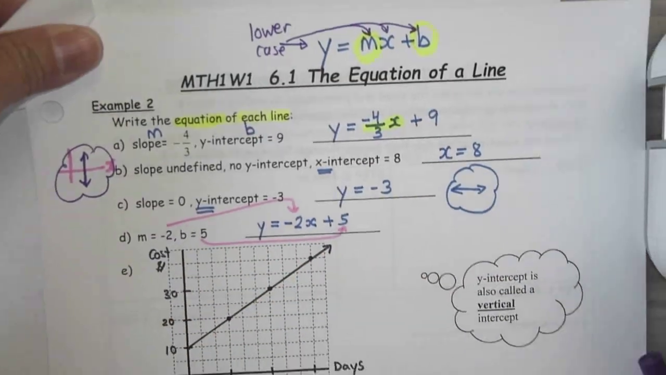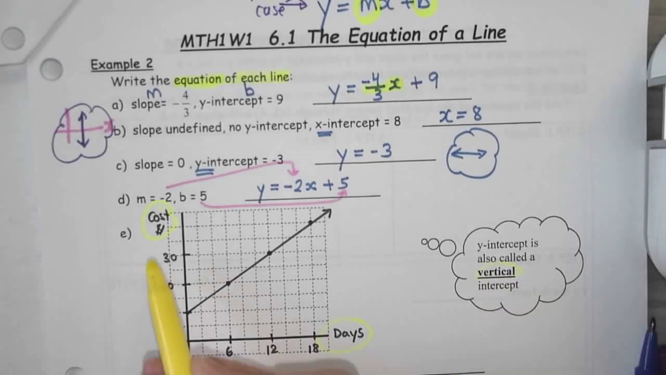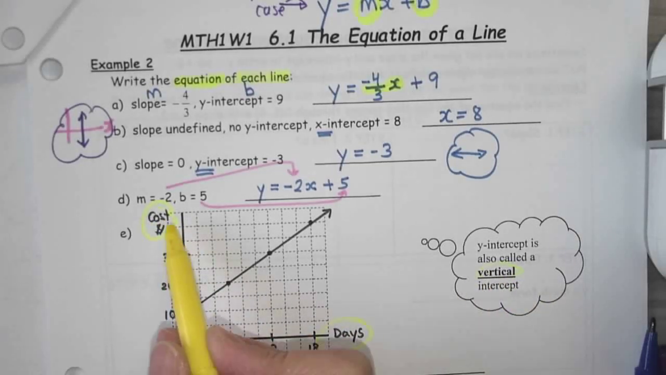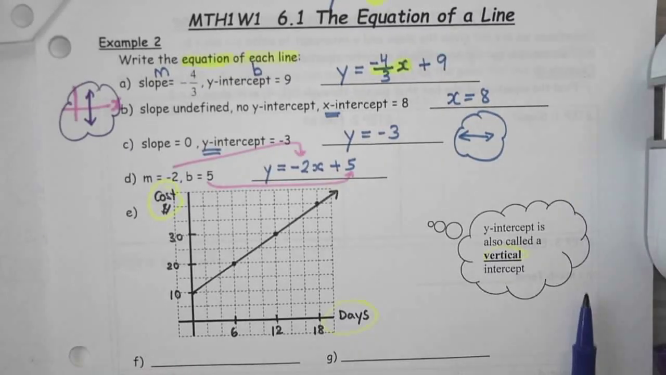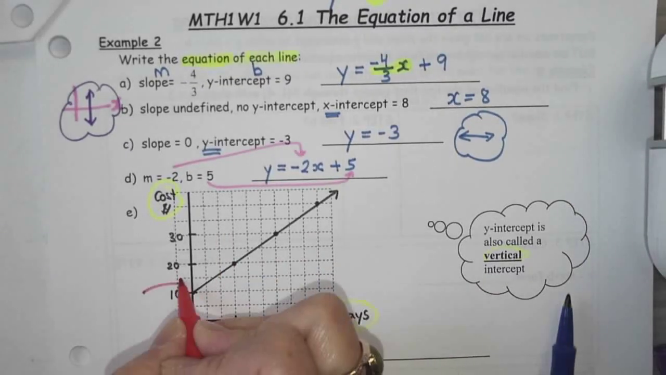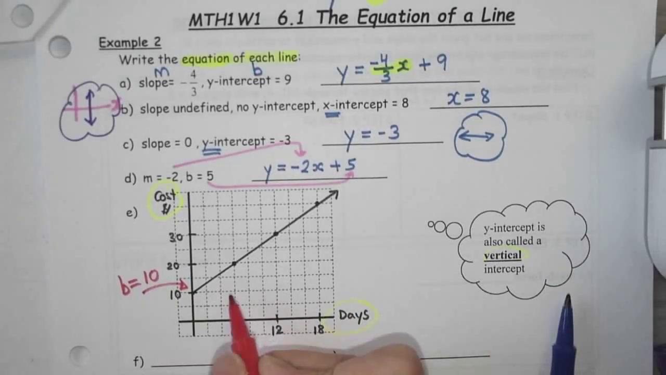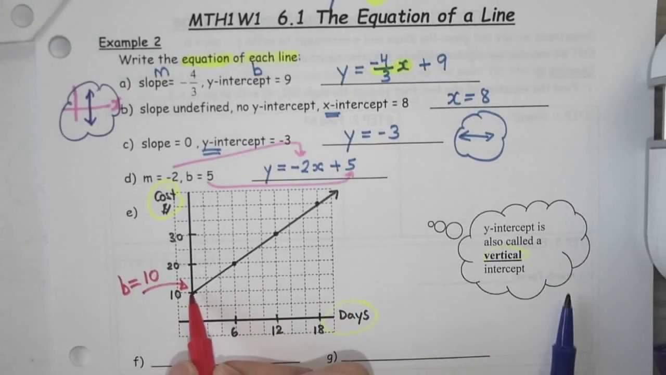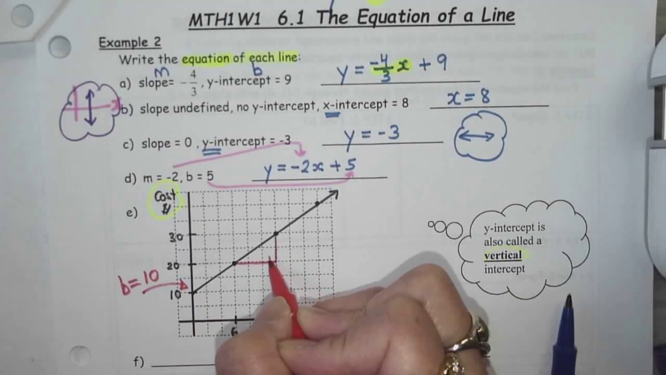Then here we've got a situational question where it's cost and days. The y-intercept is also called a vertical intercept, or you can call it the cost intercept. So on this graph, my b is 10, and I want to do my rise and my run. Your rise and run doesn't have to start here. I can do any right angle triangle.